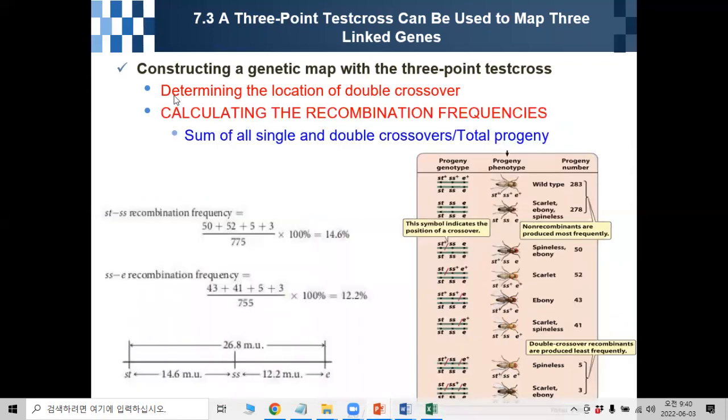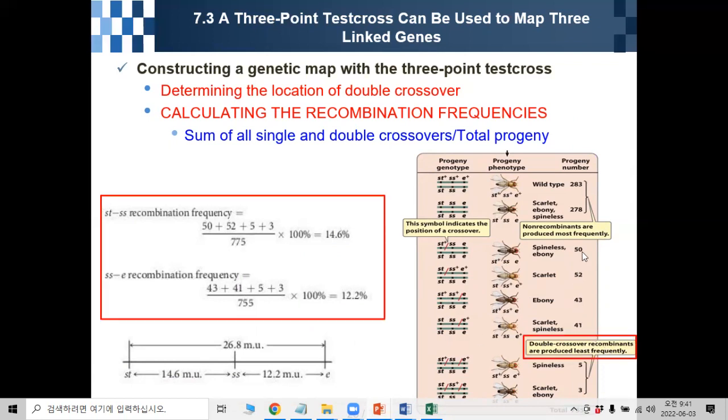From that we can calculate the recombination frequency, like this. So the ST-SS recombination frequency. Total for ST-SS means 50, 52, 5, and 3.